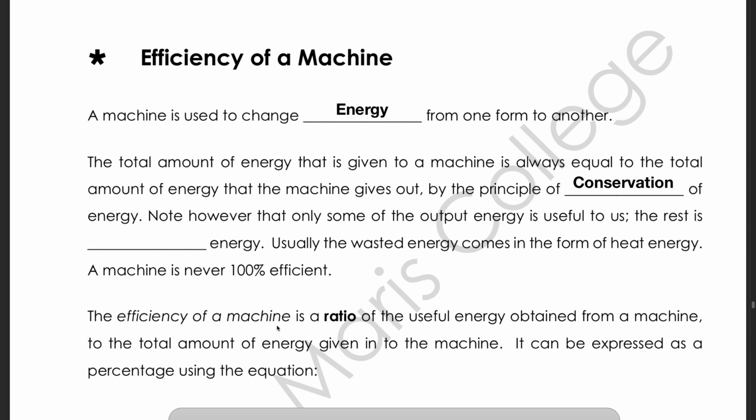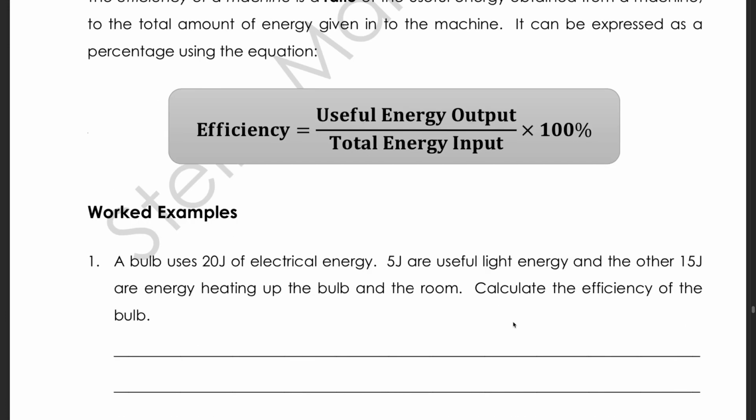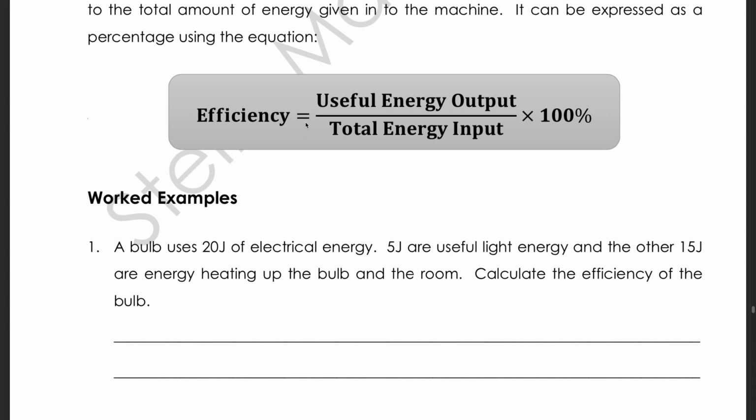The efficiency of a machine is a ratio of the useful energy obtained from a machine to the amount of the energy given into the machine. It can be expressed as a percentage using this equation. So efficiency is the useful energy output divided by the total energy input multiplied by 100.